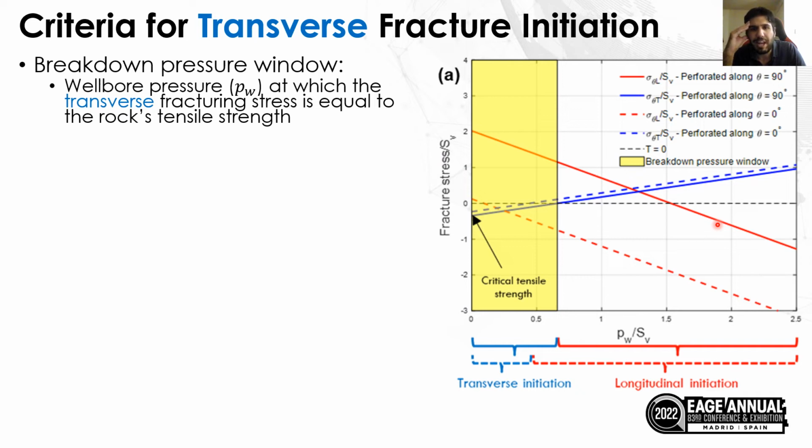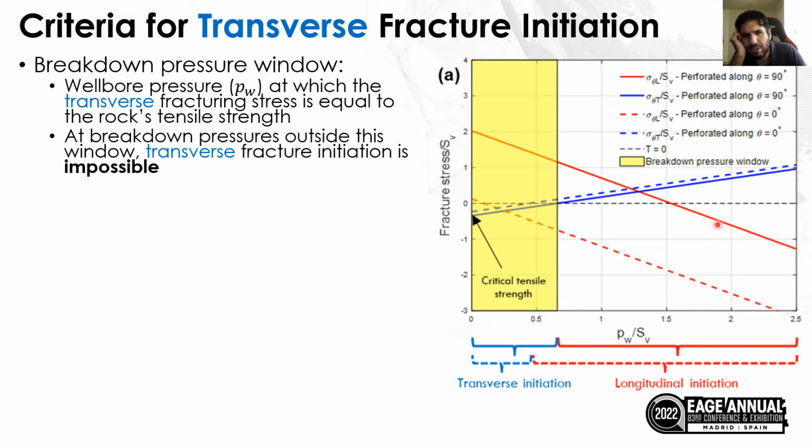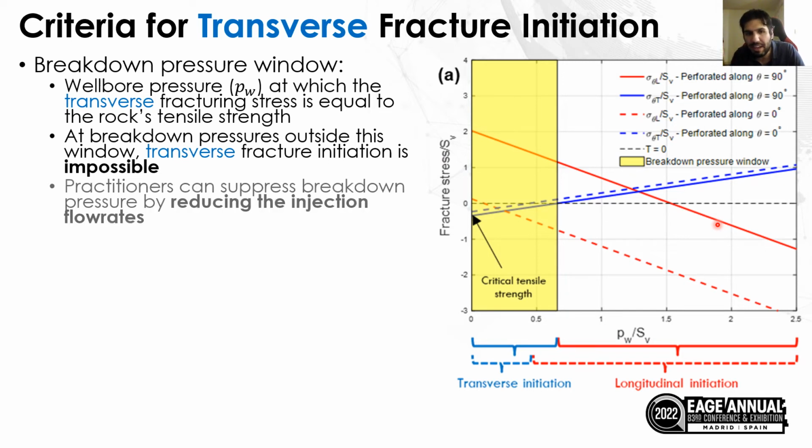This breakdown pressure window, as I called it, is a good criterion when it comes to practitioners because they do have some control on it through the injection flow rate. For a given in situ stress, you can suppress breakdown pressure if you keep the injection flow rate low. The higher you bring the injection flow rate, the higher the resultant breakdown pressure will be. So if you keep it low, you might be able to keep the breakdown pressure within this region and get transverse fracture initiation.